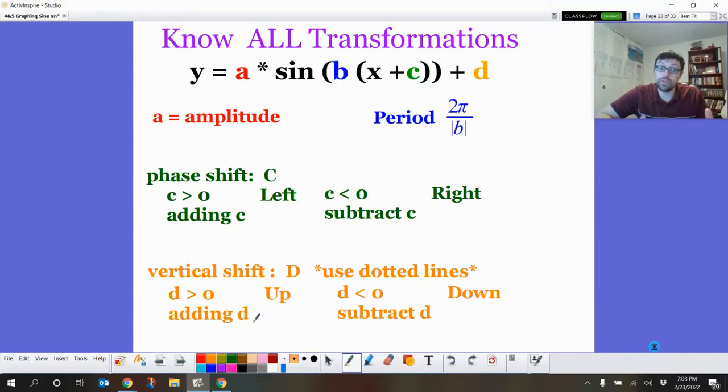However, vertical shifts, your sinusoidal shifts, are normal. If you add, you go up, and if you subtract, you go down. It's just when it's inside of that function, it's all backwards and weird. Make sure also that this b value is always factored out. If it is not factored out, you must factor it out first.